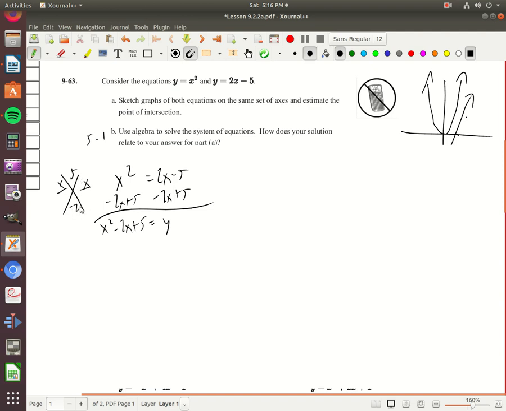Halves aren't going to work. There's no fractions here, so my diamond's not going to work. So I'm going to use the quadratic formula. B is going to be negative 2 here, and C is going to be positive 5 here. Remember, it's negative b plus or minus the square root of b squared minus 4ac over 2a.